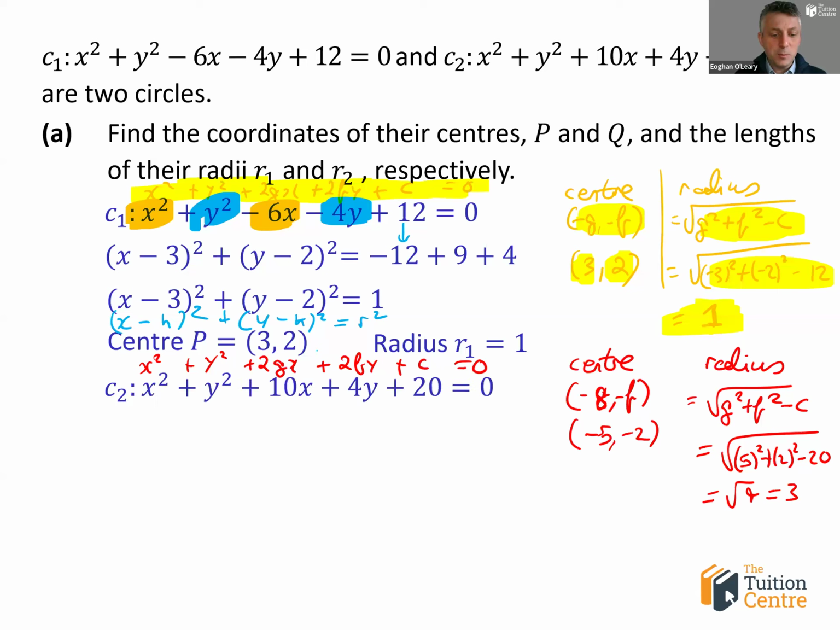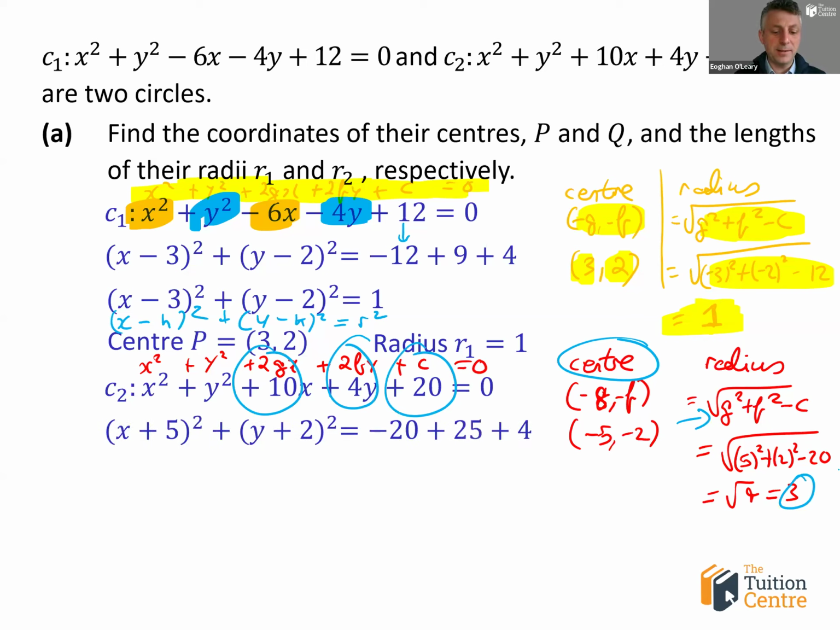Okay, same trick then for the next one. If we do the center using minus g, minus f: 2g is equal to 10, so minus g is 5. 2f is equal to 4, so minus f is equal to minus 2. C is equal to 20. If I do my radius formula, the square root of g squared plus f squared minus c, I end up with root 9, which is equal to 3 as my radius.